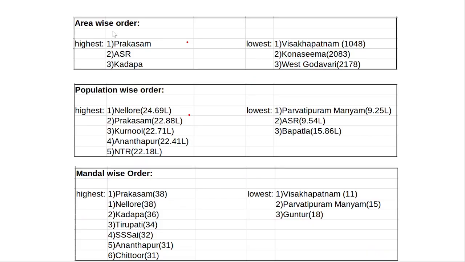Like you have to know area wise, highest, okay, Prakasam, followed by Allur Sitaramaraju, Kadapa, and lowest is Visakhapatnam, followed by Konaseema, West Godavari. Again, population wise, you have highest Nellore, Prakasam, Kurnool, Anantapur, NTR, lowest Parvatipuram Manyam, Allur Sitaramraju district, Bapatla. Again, mandal wise, you have Prakasam, Nellore, Kadapa, etc., Visakhapatnam, Parvatipuram Manyam. So, whether it is highest or lowest, at least try to remember one or two.